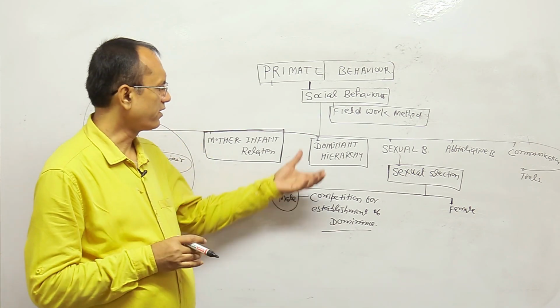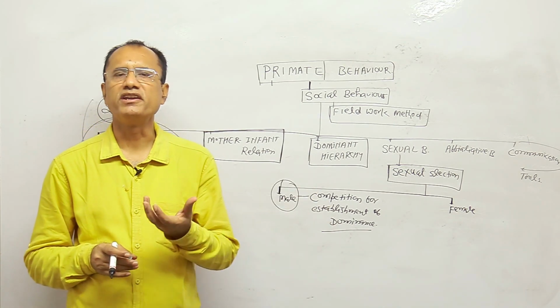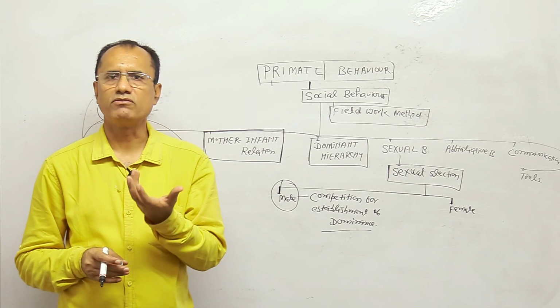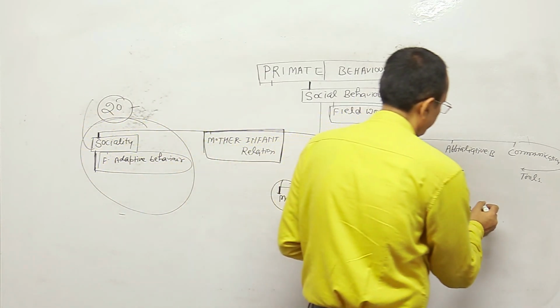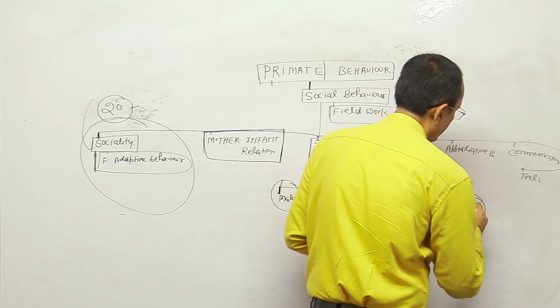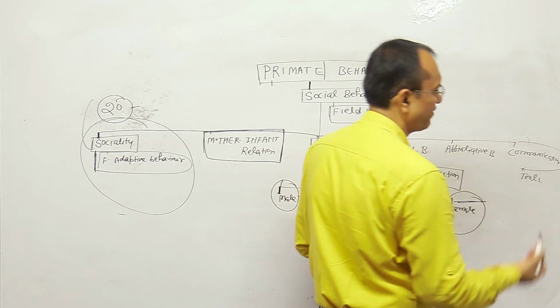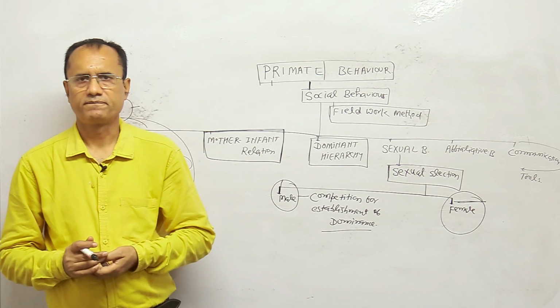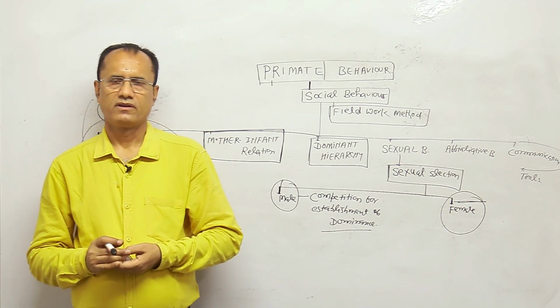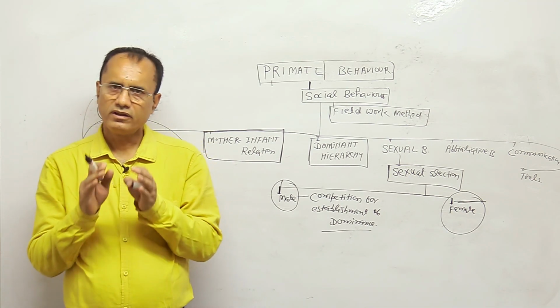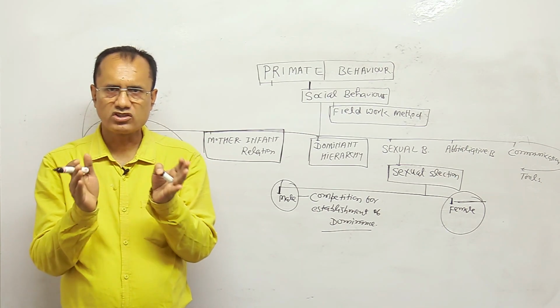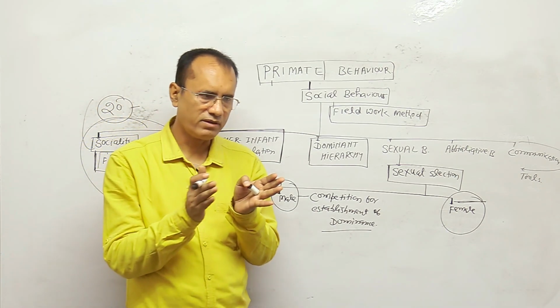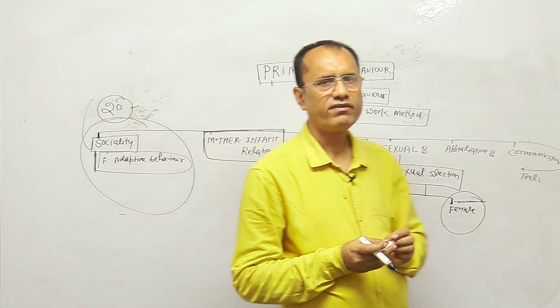So here males try to establish their dominance. Why do they try to establish their dominance? Because female sexual selection is different from male, right? Even in man also, the process of sexual selection in females is quite different from males.